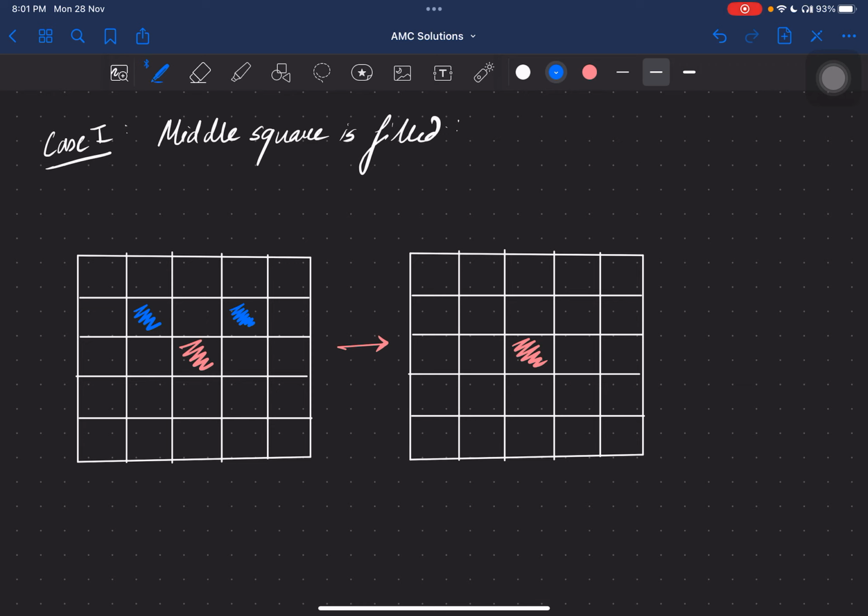So let us consider this area. Then what happens is, this one is blank, but this has a neighbor, this has a neighbor, and this has a neighbor. So this becomes filled in the next transformation. Whatever the others are, I don't care. So this one will not work.